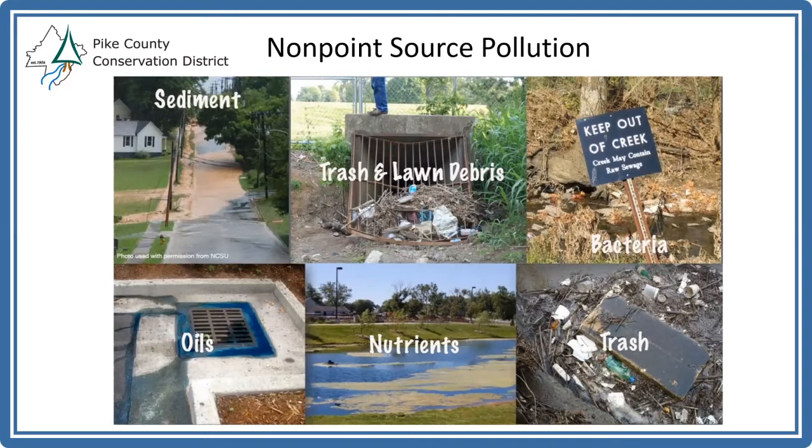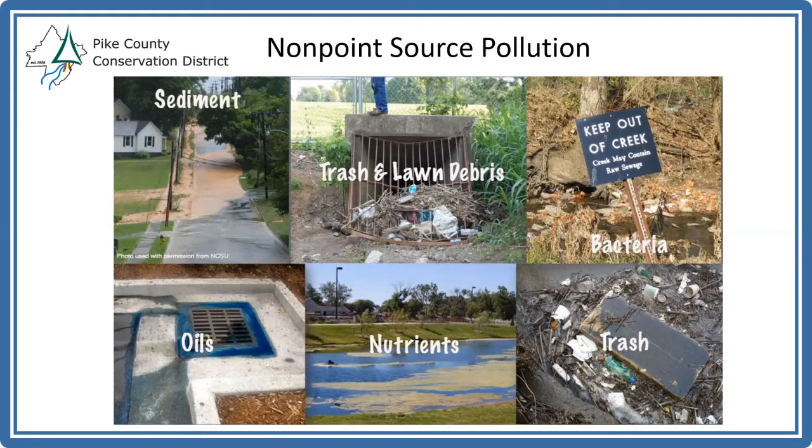In the next picture, in the top middle, you can see some trash and lawn debris caught on a grate that was over a stormwater drain. So we're very thankful that that stormwater drain was there. You can't obviously see bacteria up there in the top right, but you can see that the creek may contain raw sewage, and that causes a lot of bacteria and nutrients. And that not only changes the habitat of what can live in there, it also changes whether or not humans can be in that water, because it can be dangerous to humans.